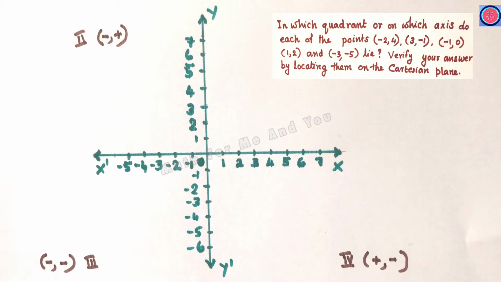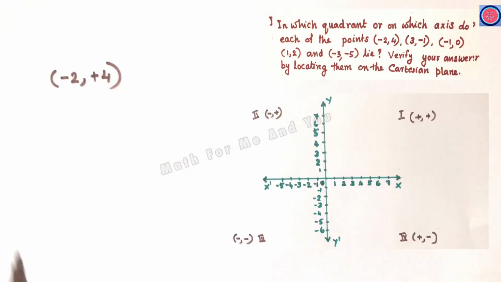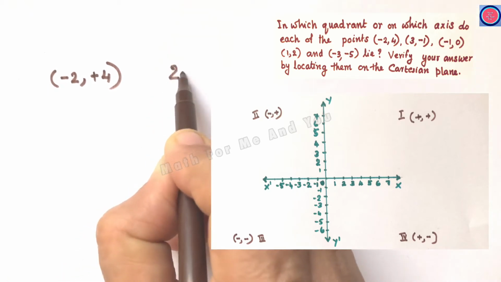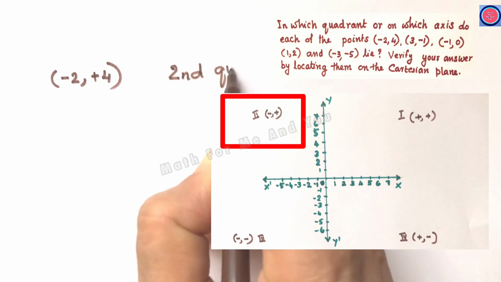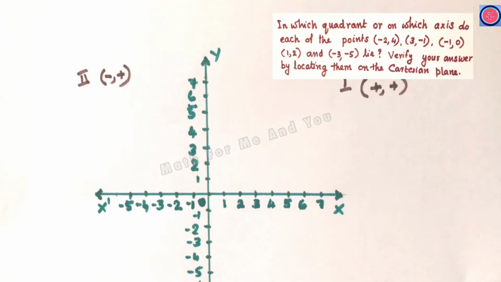The first given point is (-2, 4). That means negative x number with a positive y number. Negative, positive. So it belongs to second quadrant. One more thing we have to do: locate the point on the Cartesian plane. What is the meaning? We have to show this point on this plane.